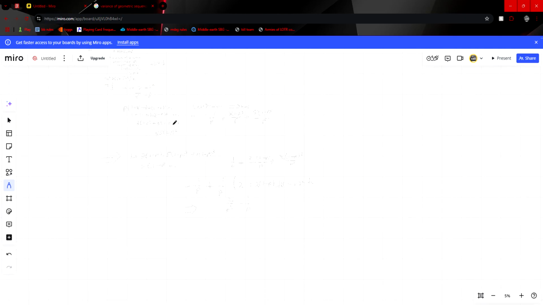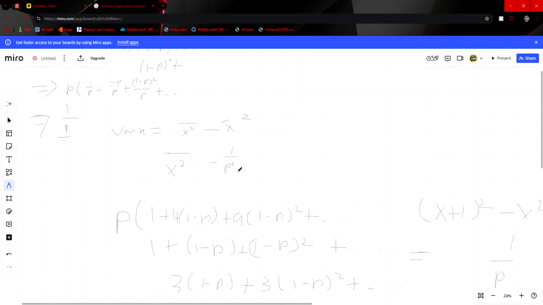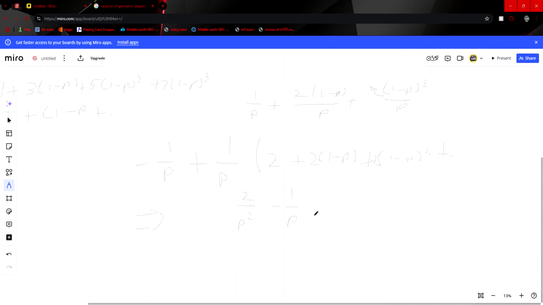And so that's the sum of this, going back to this, that's the sum of that one. That then sums to 2 minus 1 is 1, so that's 1 over p squared minus 1 over p, and we can rewrite 1 over p as p over p squared, so that's (1 minus p) over p squared, which is our variance, var X.